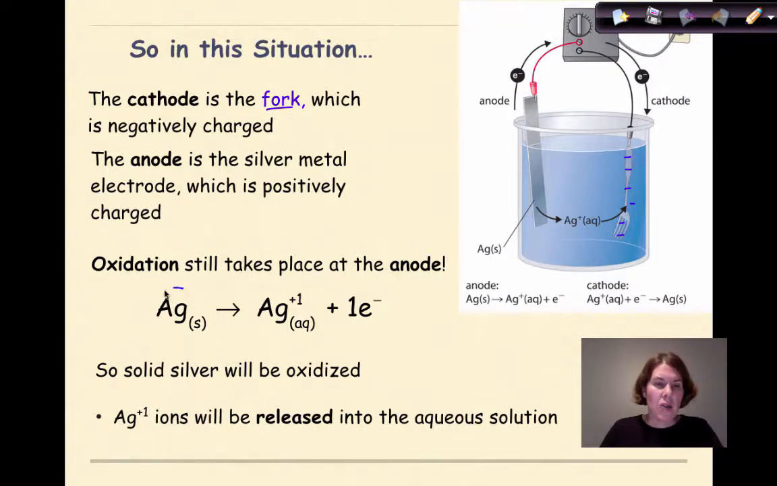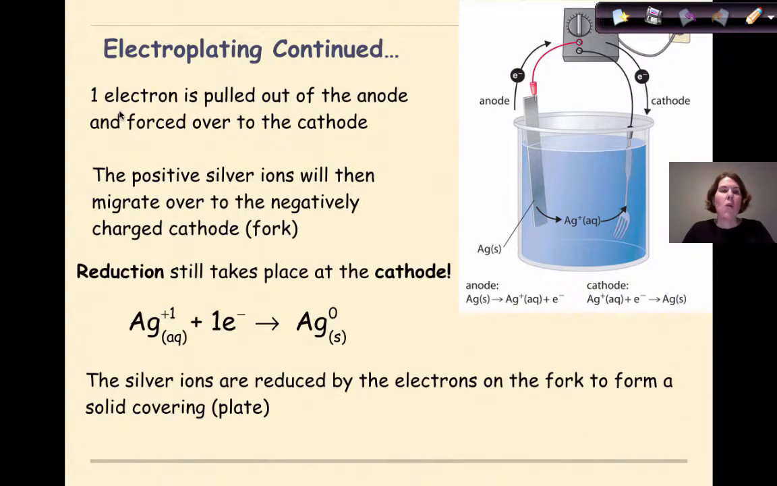So my silver electrode, here's my silver electrode, is still going to undergo oxidation and form silver ions and release 1 electron. So solid silver will be oxidized, and then the Ag+1 ions will be released into the aqueous solution. As we can see this arrow right here showing that this silver ion is coming off of this electrode. Now, 1 electron is pulled out of the anode and forced over to the cathode.